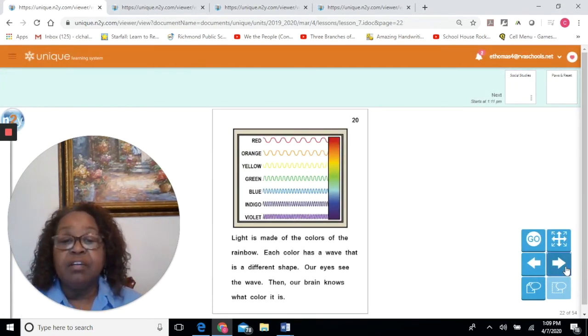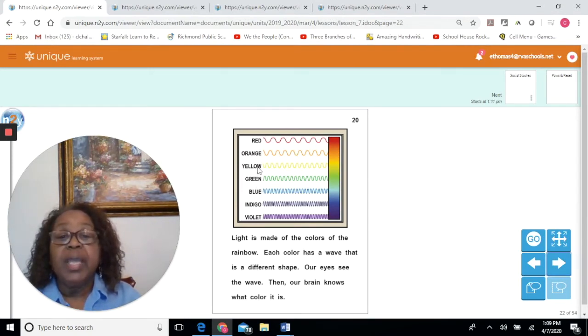Light is made of the colors of the rainbow. Each color has a wave that is a different shape. Our eyes see the wave, then our brain knows what color it is. This is very interesting. This is an illustration. The colors of the rainbow, and each color has a different shape wave.